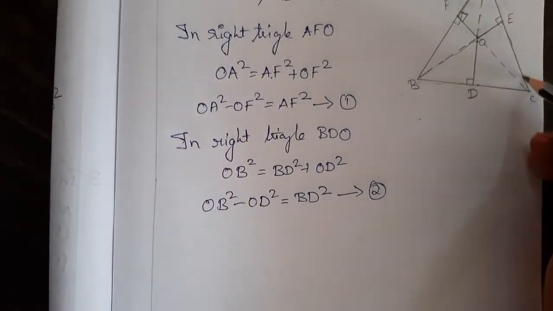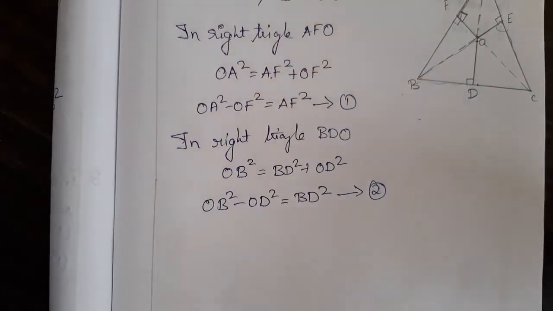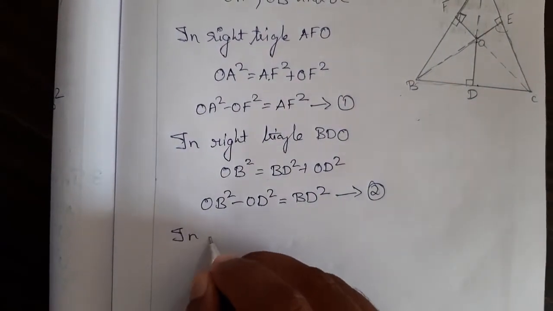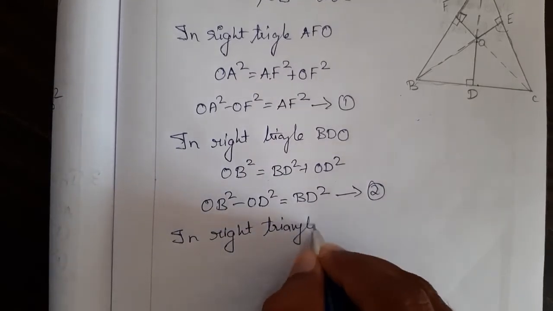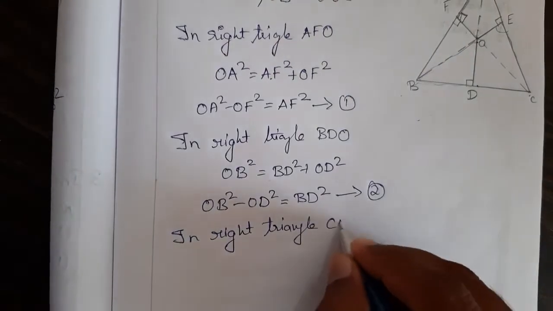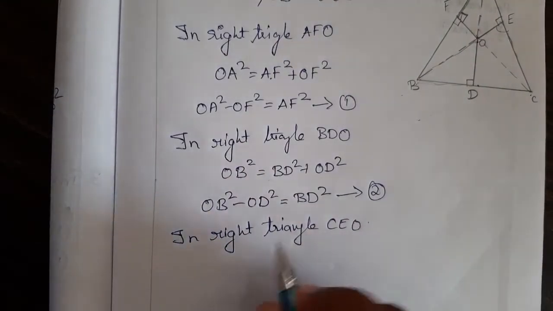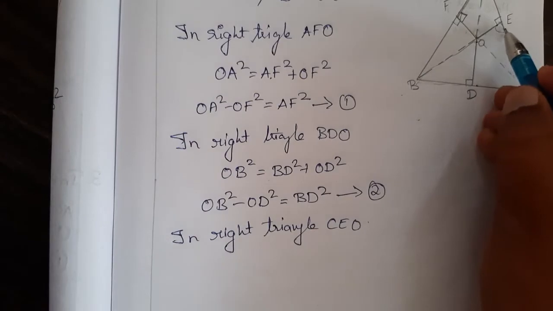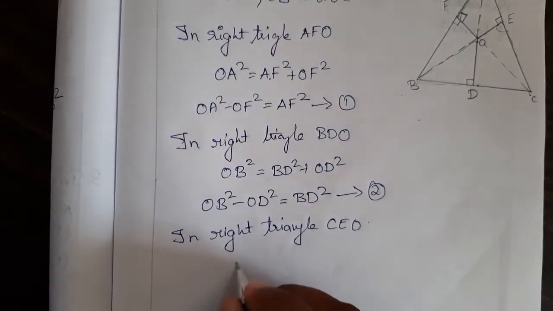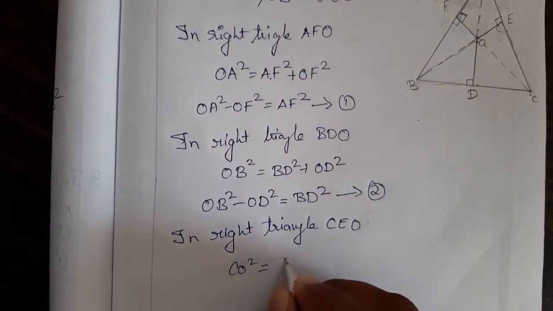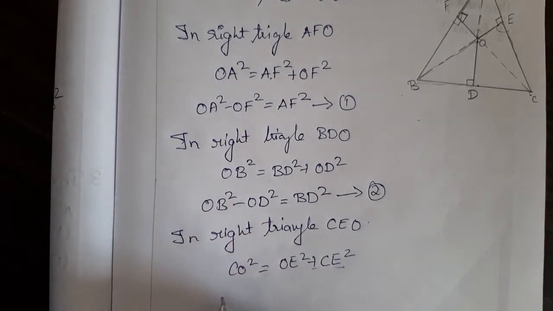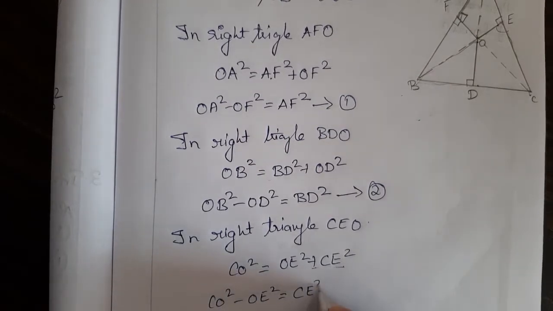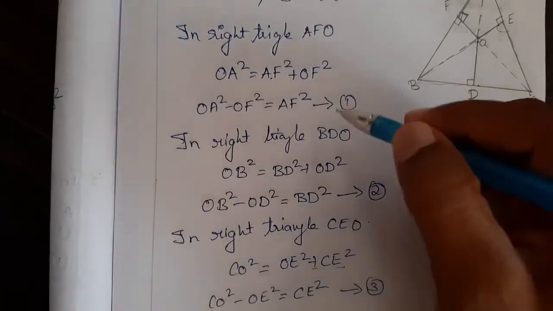CE side, and this is a right angle. This is the hypotenuse side. So in right triangle CEO, the hypotenuse is CO, since here is the right angle. CO square is equal to OE square plus CE square. We need CE, so let me take it to this side. CO square minus OE square is equal to CE square, equation 3. So now we'll add 1, 2, 3.